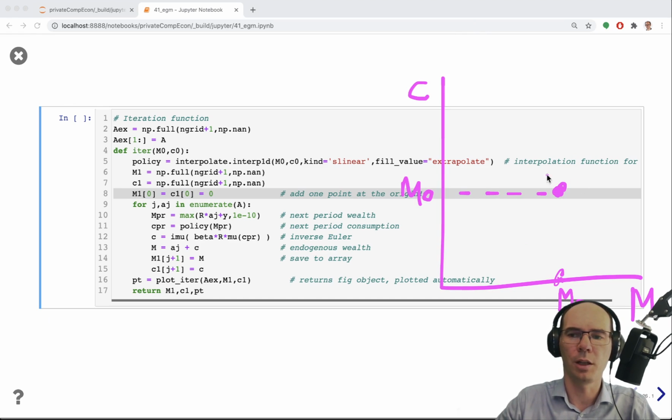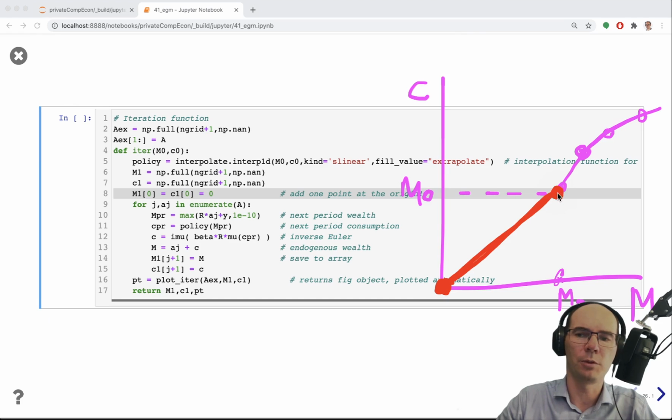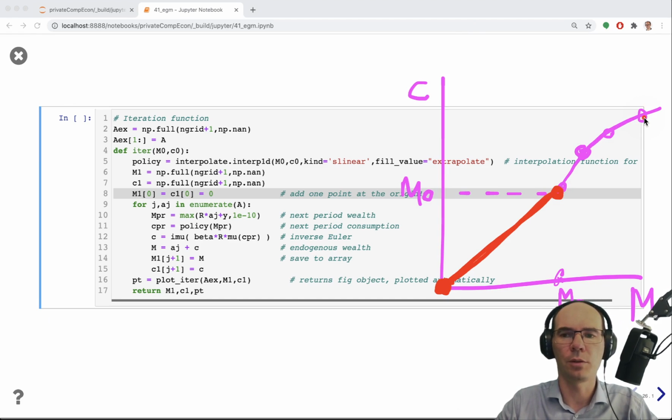But this corresponds to a equals 0, and then for higher a's there will be some more points produced by EGM, with the consumption function going like that. And now what we have to do is add a 45-degree line, and we're doing that by putting a point here and using linear interpolation. So just one additional point at the origin with linear interpolation will give us the 45-degree line, and then the rest of the points can be produced by EGM. So this is the treatment that will allow us to take care of the corner solution.